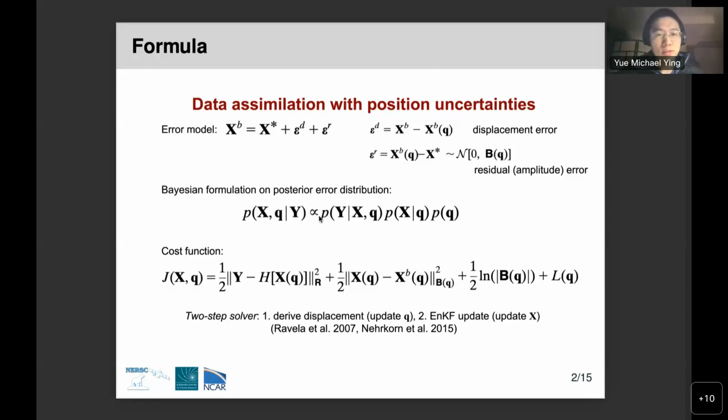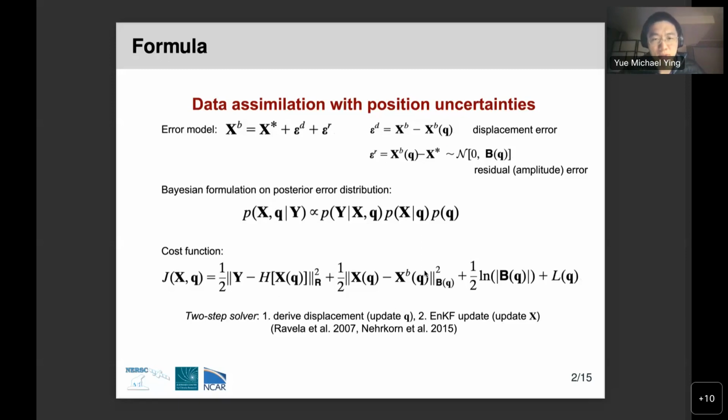The Bayesian formulation is not that different from the original one, but we introduced this q as the vector field of displacements. So now we are co-maximizing the posterior distribution with both the state and the displacement vectors.